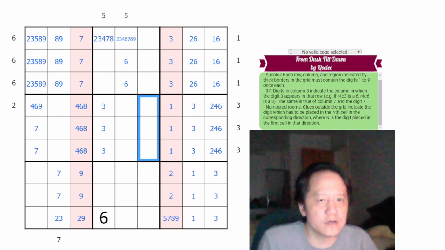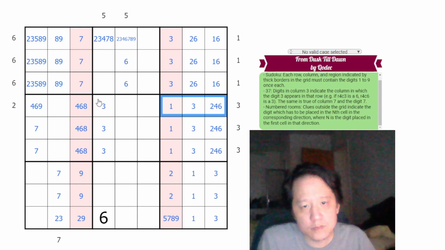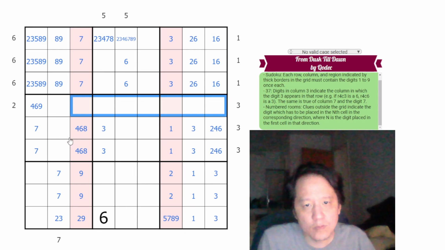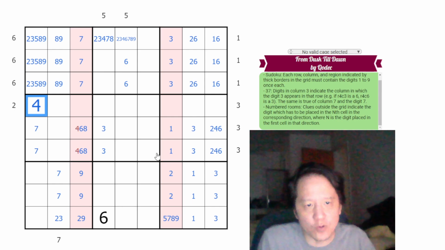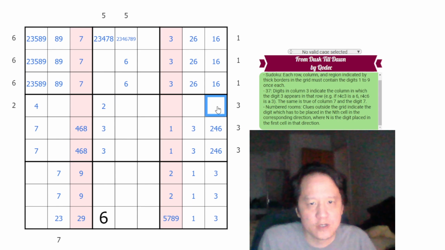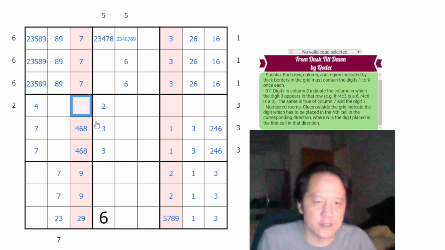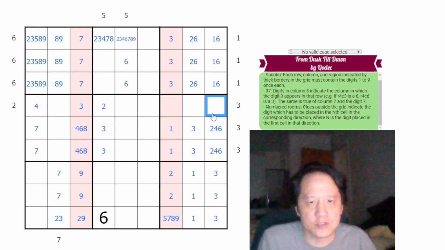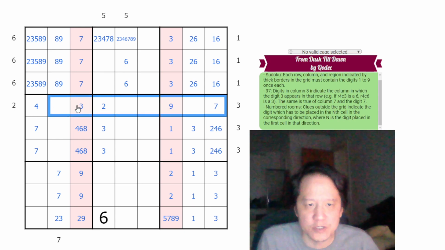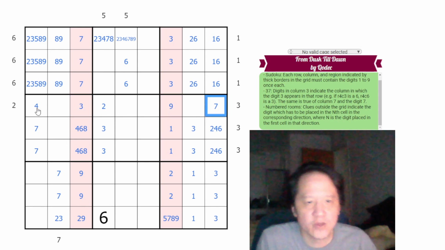Okay, so let's go through the possibilities here. If this is 4, that means this is 2. This can't be 2 or 4 or 6. And this has to be 3. So this would be 7 away, so this would be 9. Right? So this would have this situation. You would have a 4, a 3, a 2, a 9, a 7. Right?